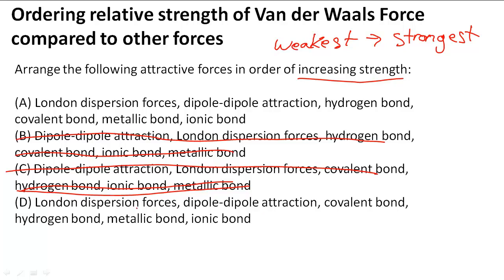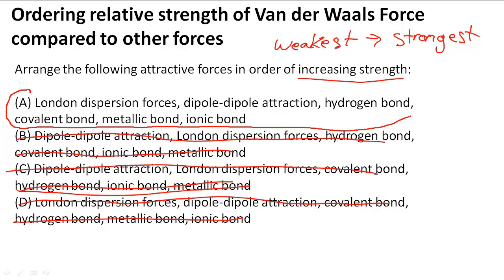So this would be after dipole attraction, which it is, but it should be before covalent bond because a covalent bond is stronger because it's an intramolecular force. So D is out of the running as well. And as we can see, A is the only option that works because covalent bonds are less strong than metallic, and then ionic bond is the strongest bond even for intramolecular bond.